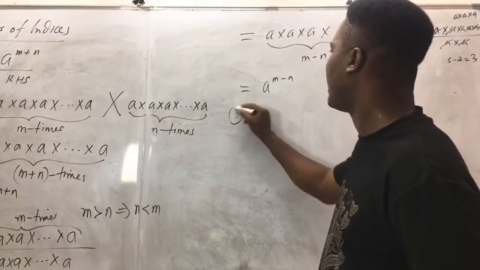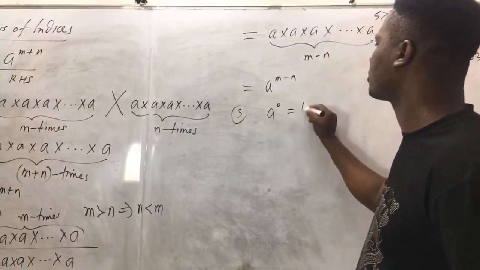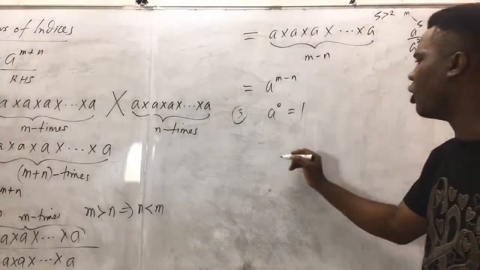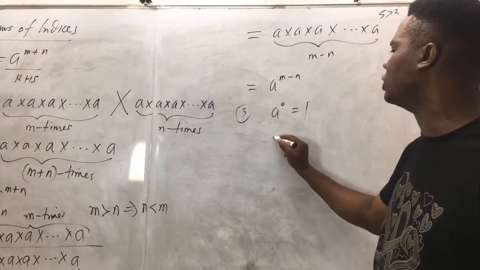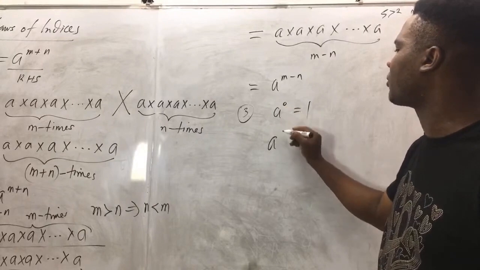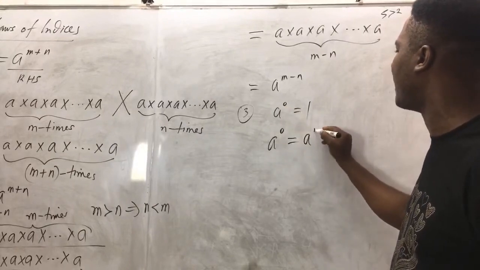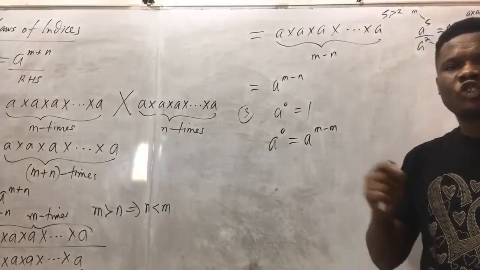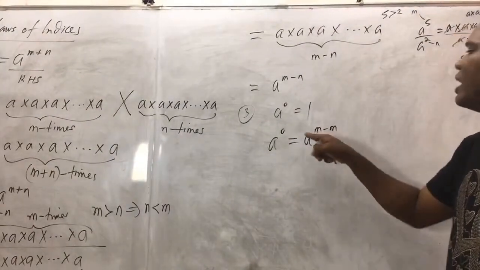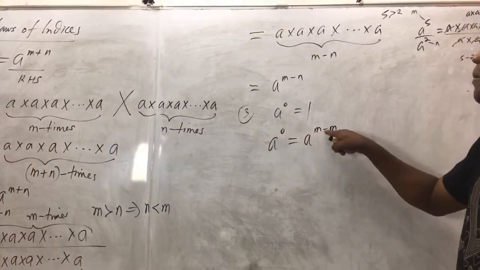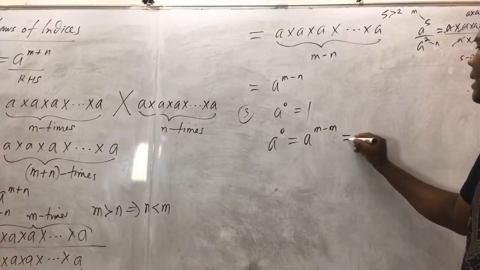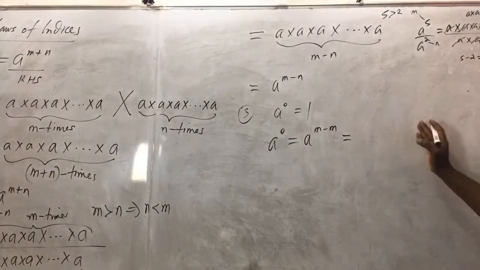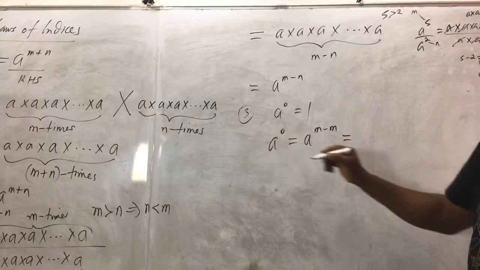The third law I mentioned earlier was a raised to the power 0 equals 1. How do you prove this law, guys? To prove this law, all you have to do is use this simple logic. Start by writing a raised to the power 0 as a raised to the power of a number minus itself. To get 0, a number should be subtracted from itself. So instead of writing 0, I'm going to write m minus m. And a raised to the power m minus m happens to be the right hand side of the subtraction law.